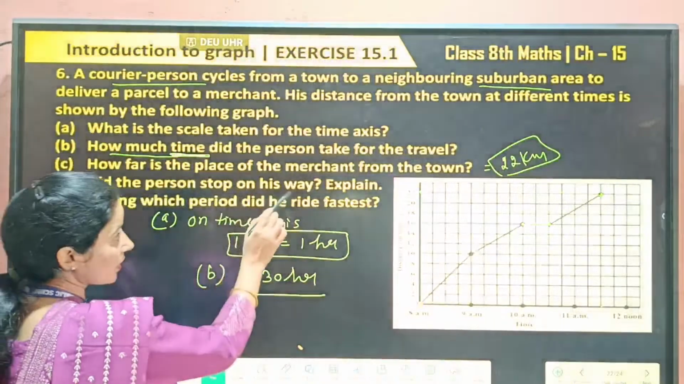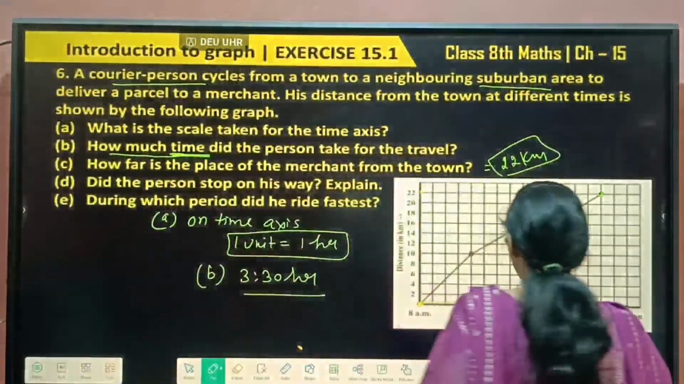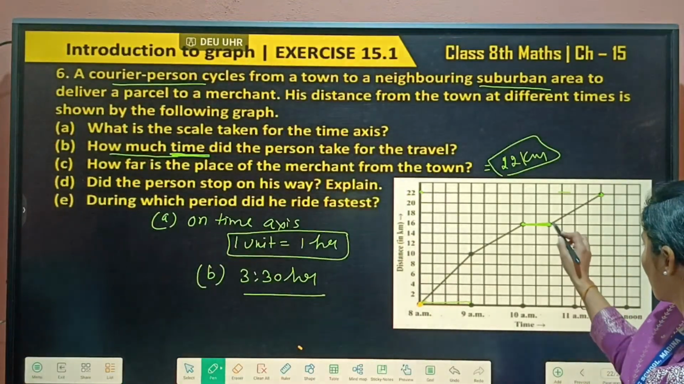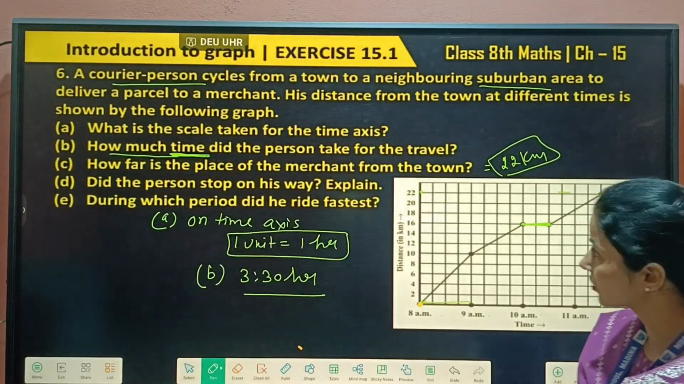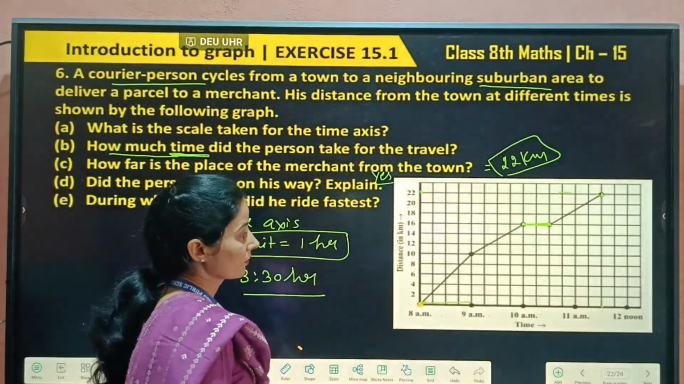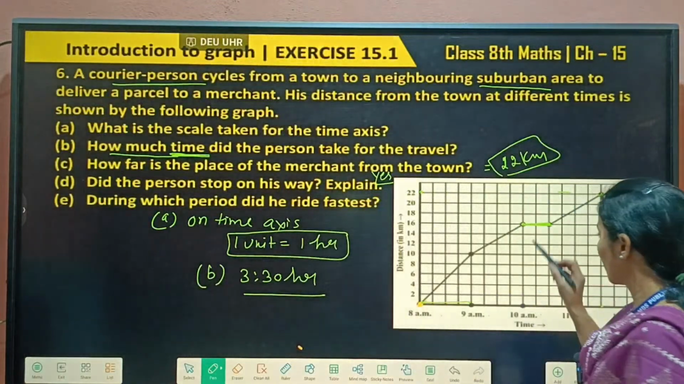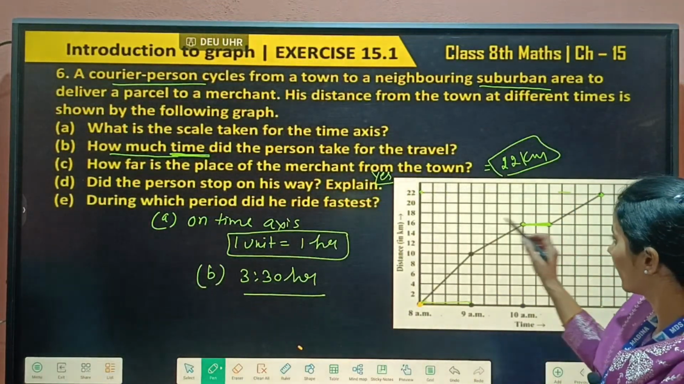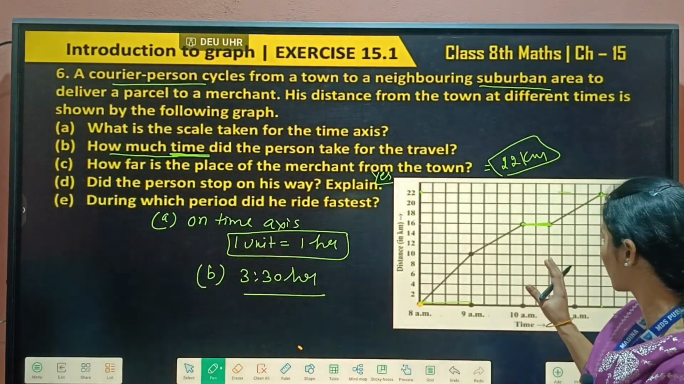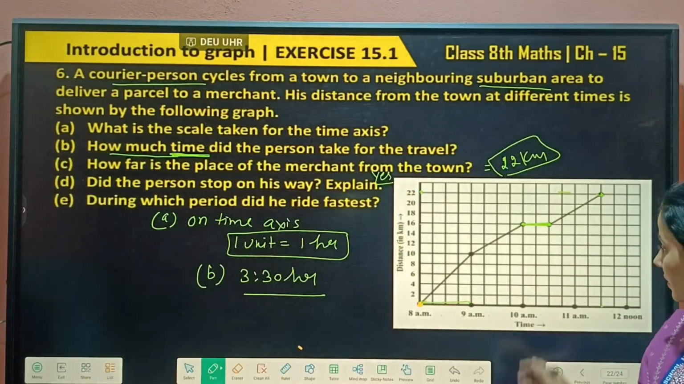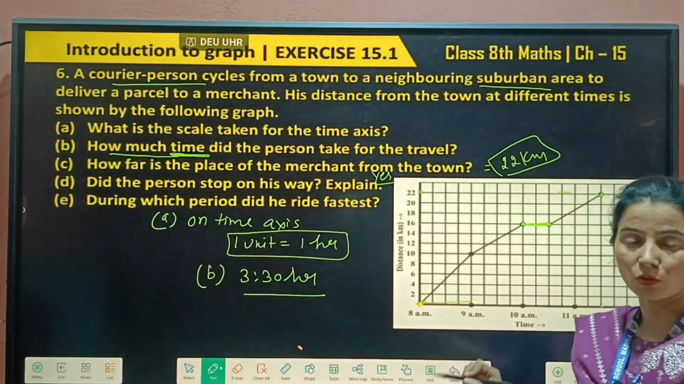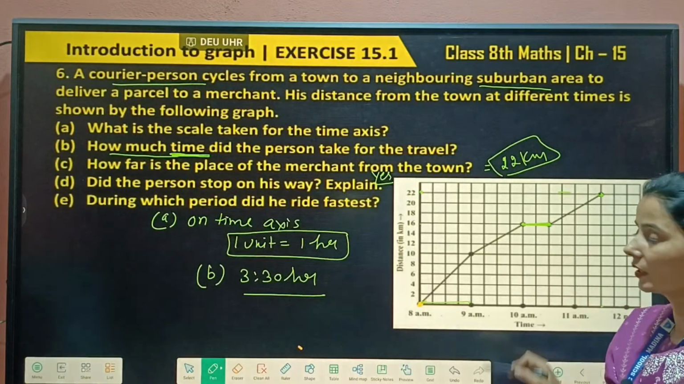Did the person stop on his way? Explain. Yes, he stopped on his way between 10 a.m. to 10:30 a.m., at a distance of 16 kilometers. When he traveled 16 kilometers, after traveling that distance, he stopped for some time. By the graph, there is no movement, there is no up and down in this graph. It is exactly constant. So it means he is staying here.